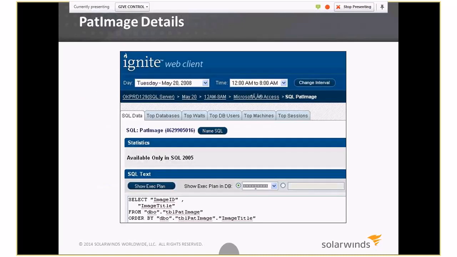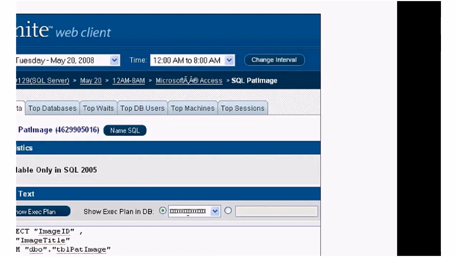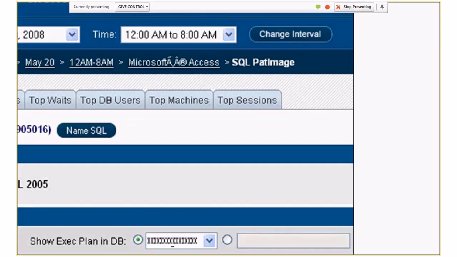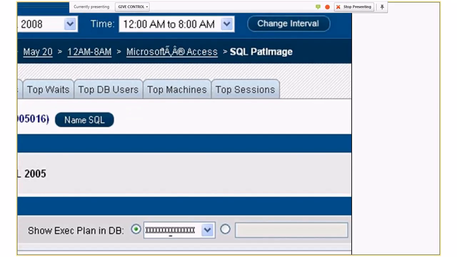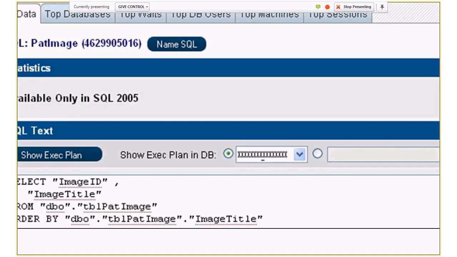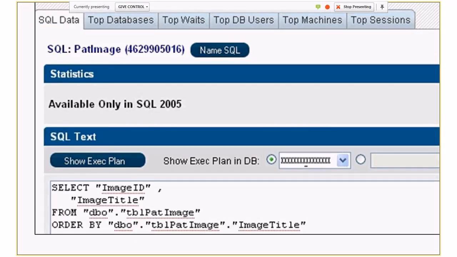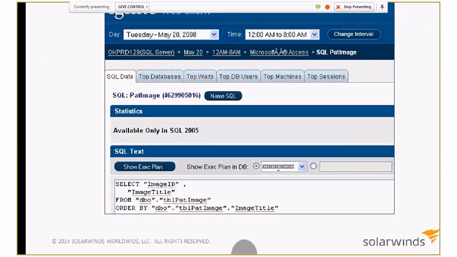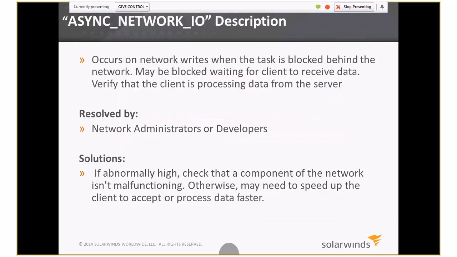We went to look at the code, and the code here, if you look at it, is a select image and image title, nothing much, from TBL Pad Image. So what's wrong with that? Anybody? Anybody? No where clause. Yeah, no where clause.